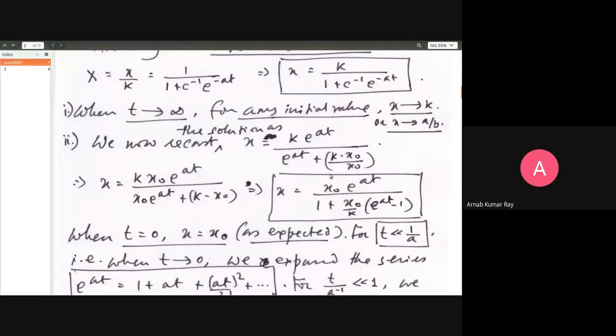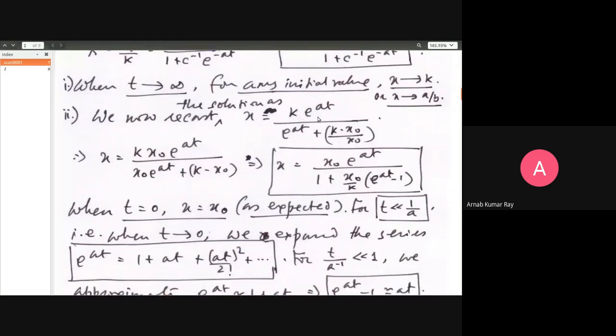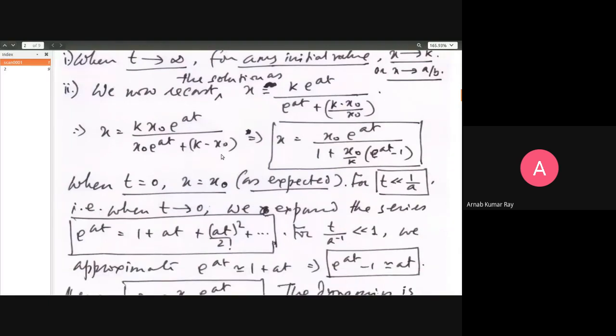Okay. Next task is that I'll multiply both the numerator and the denominator by x naught. Okay, so k into x naught e raised to at divided by x naught into e raised to at plus k minus x naught. Okay, next you capture these two terms containing x naught e raised to at and minus x naught. So I have captured that x naught e raised to at minus 1, x naught being a common factor.